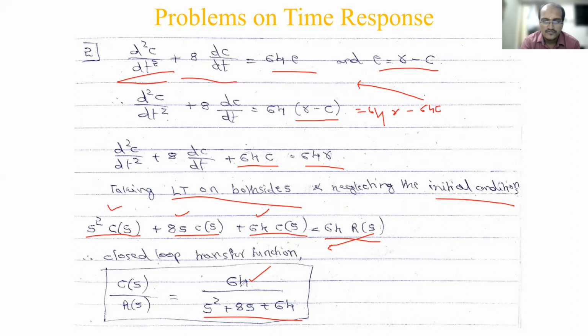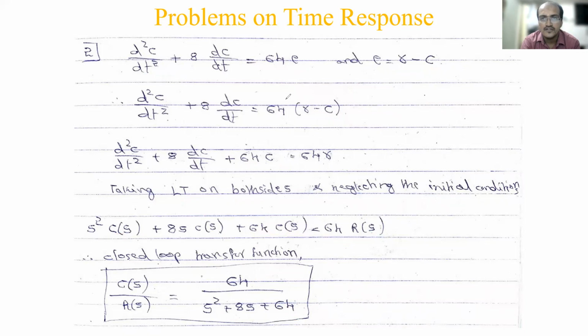I hope till here you have understood how you got this transfer function. Now compare it with the standard transfer function. Omega n square is equal to 64, and 2 zeta omega n s, that coefficient is 8. So omega n is calculated here; substitute it there and you will get the zeta value. That's how to do it. They can ask this for 4 marks to 6 marks. The only thing is the very first step, how you get the transfer function.